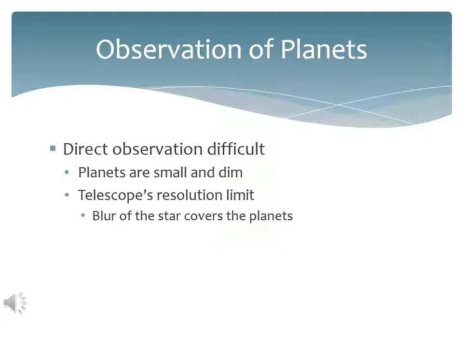The problem with taking pictures of those planets, however, is, first off, planets are small and dim compared to stars. You're going to need a big telescope to collect enough light to see the planet. And second, remember the resolution problem. When you look at a star, you see a blurry blob that's bigger than the star itself. That blurry blob will cover and engulf most of the planets in orbit around that star.